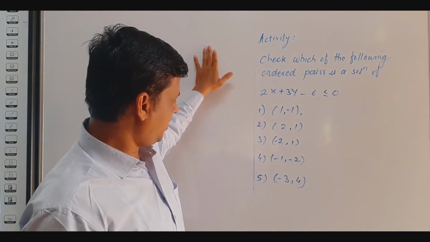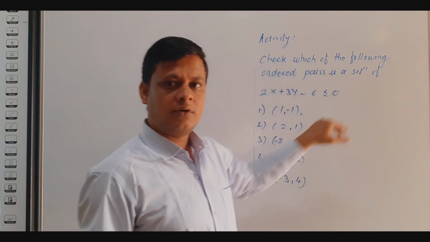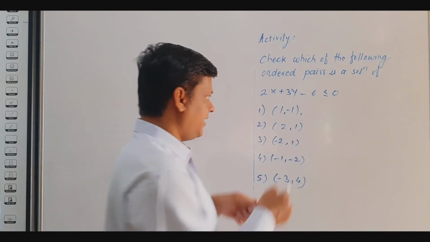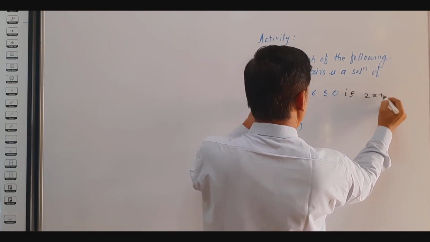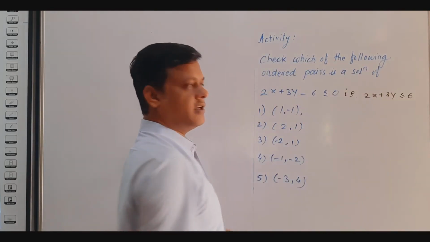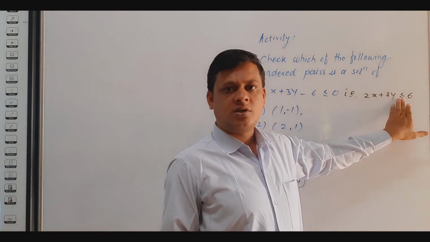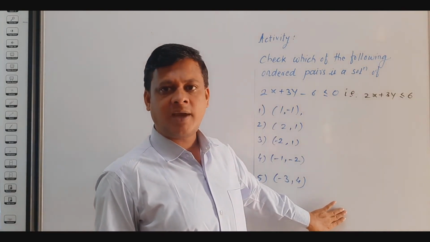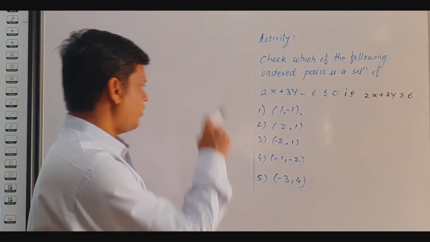So see here, question: check which of the following ordered pairs is a solution of 2x plus 3y minus 6 less than or equal to 0. You can write this in this form also, that is 2x plus 3y less than or equal to 6, when we transfer this minus 6 to the right-hand side. You can check with this inequation also. So we check the first value. These examples are the same as the examples you solved in class 10. You have been provided two values.